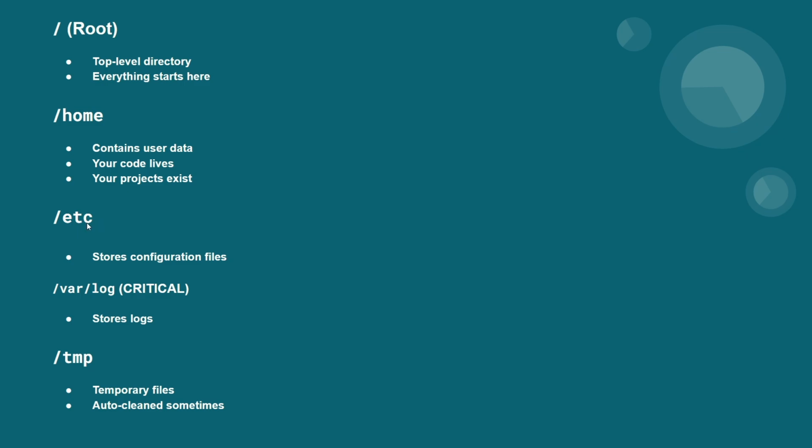Then we have the etc folder. etc stores configuration files. For example, Nginx configuration, system settings, environment configuration, all these types of configuration will reside under this etc folder. As a DevOps engineer, let me tell you one point. If something is misconfigured, you will have to come to this etc folder and check.